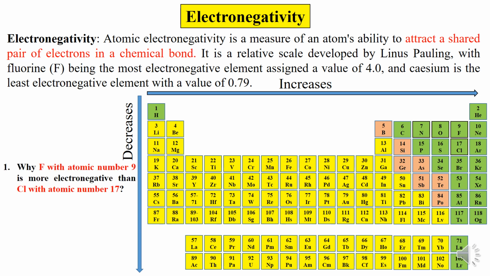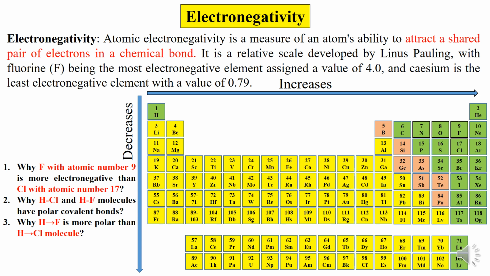Why fluorine with atomic number 9 is more electronegative than chlorine with atomic number 17? Why hydrogen chloride and hydrogen fluoride molecules have polar covalent bonds? Why hydrogen fluoride is more polar than hydrogen chloride molecule? Why oxygen with atomic number 8 is more electronegative than nitrogen with atomic number 7? You will find the answers for all these 4 questions by the end of this video.